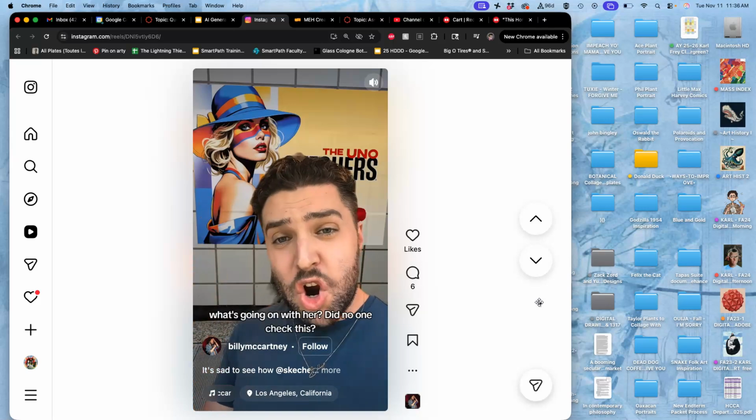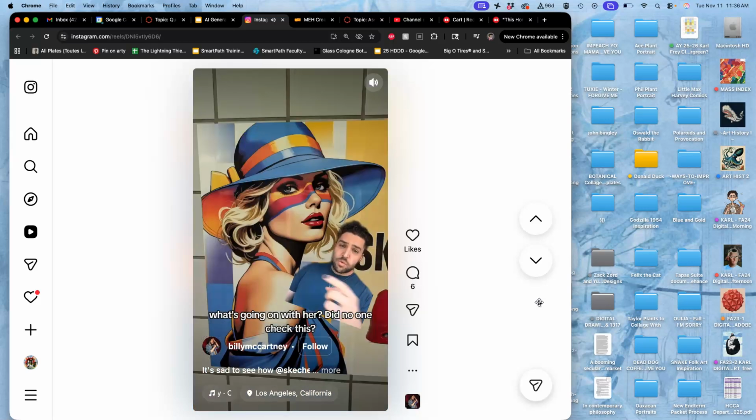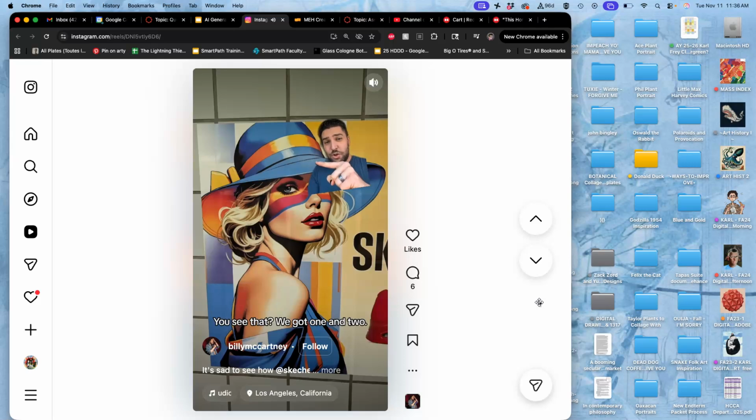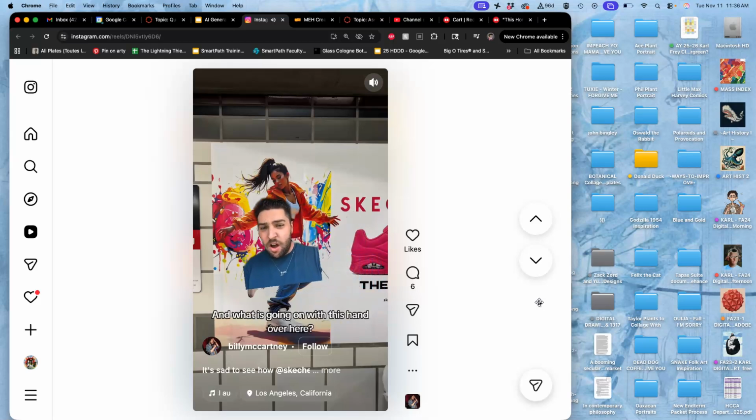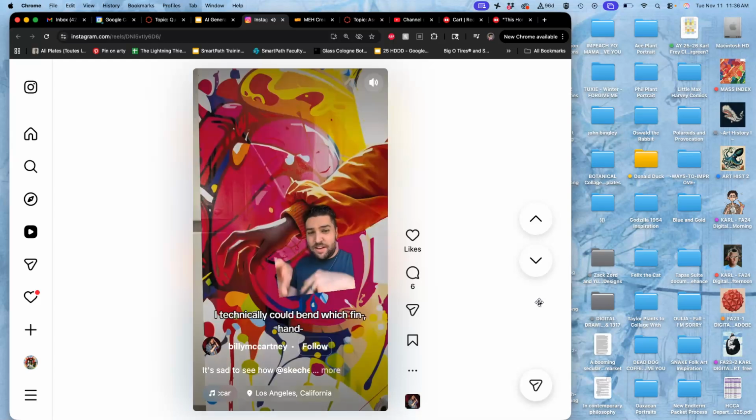But like, what's going on with her? Did no one check this? Why is the underside of her hat a different color back there than it is in the front? What's causing these colors on her face? Why does the brim of the hat have two seams? You see that? We got 1 and 2. What is that about? This one's a little better, but like you can't really bend your knees like that and have your feet facing this direction. And what is going on with this hand over here? I mean, yeah, I technically could bend my fingers like that.